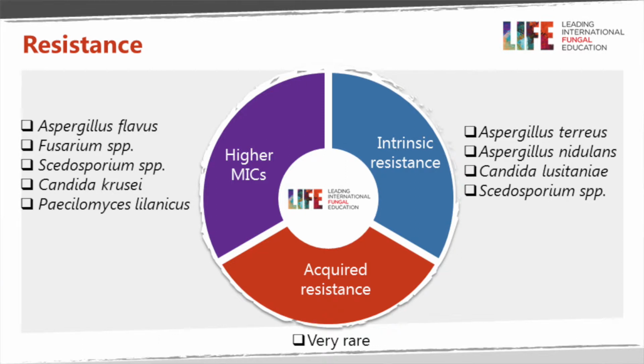And this slide just shows it to you in a different way, the species that have intrinsic resistance, such as terreus and nidulans and Scedosporium. Some where you need reasonably high drug levels because of the higher minimal inhibitory concentrations required to gain activity of amphotericin against these organisms, such as Candida krusei, and at the end the very rare ones that have got acquired resistance.